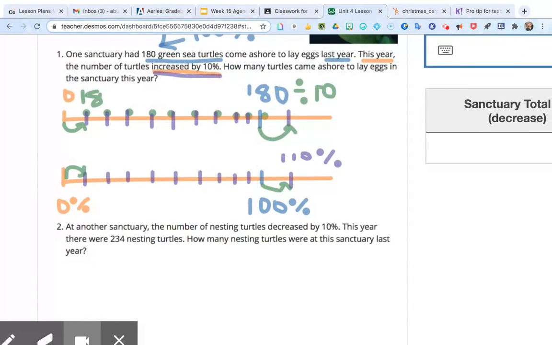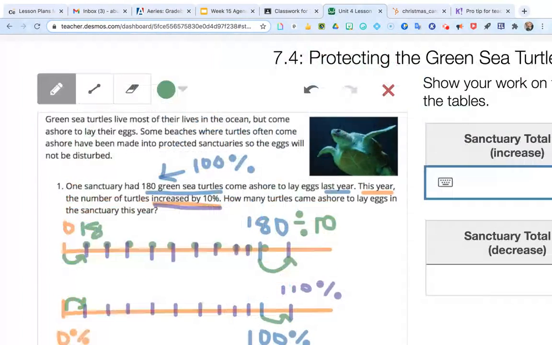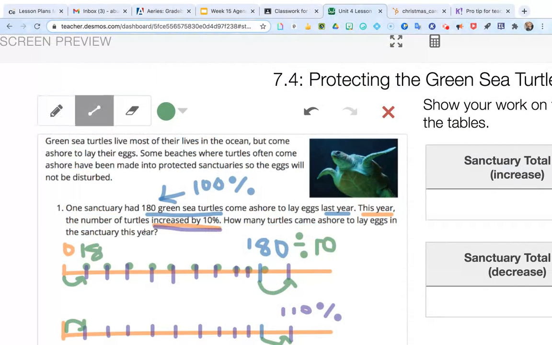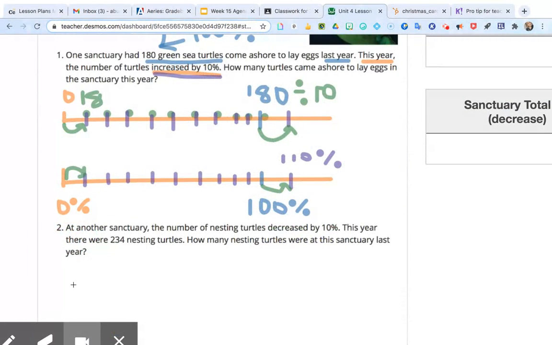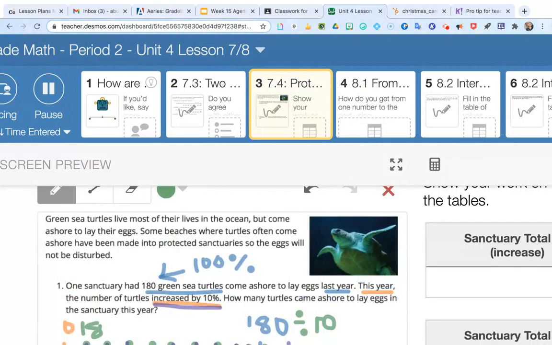You want to show your work to get full credit, you can always pause this video. For number 2, I'm going to do the same thing. So I'm going to do a double number line, because I noticed that it's percents and turtles. So I'm going to do the same thing. Grab a marker. There we go.